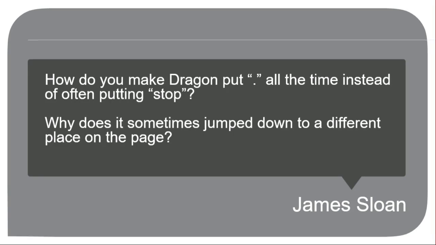And full stops happening as well. How do you make Dragon put a full stop or a period all the time instead of just often putting stop? And why does it sometimes jump down to a different place on the page? So James, you don't say if you're using Mac or Windows. This sounds to me like you may be on a Mac.